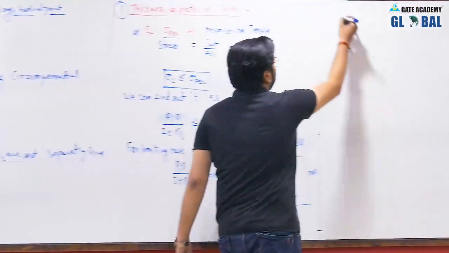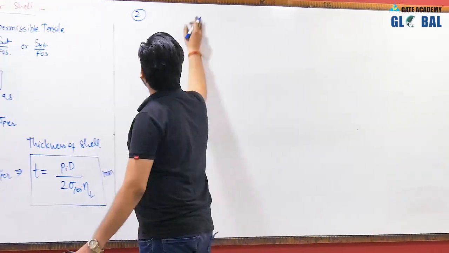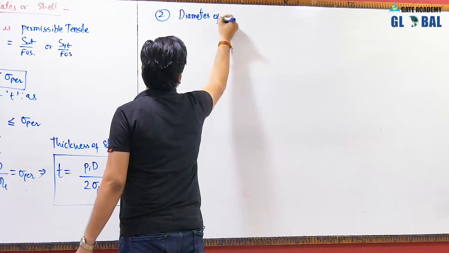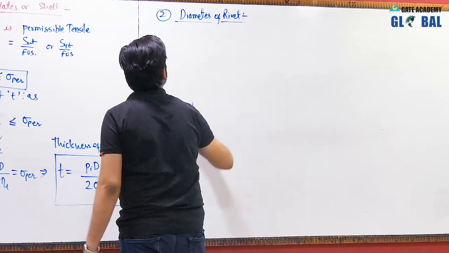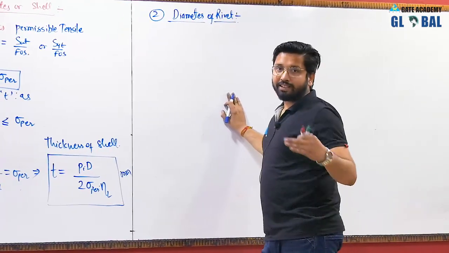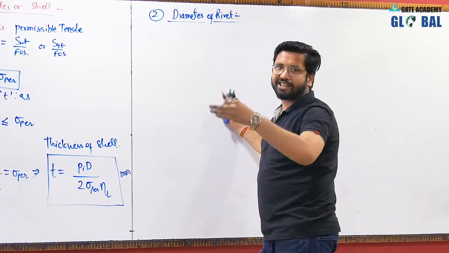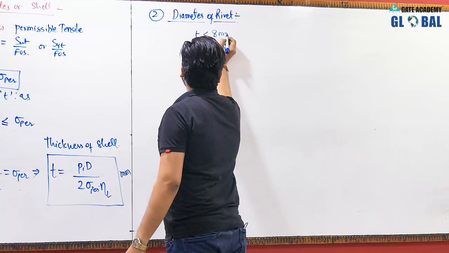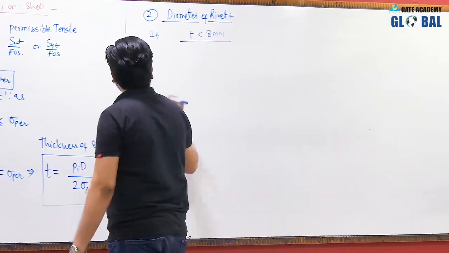Okay. Now, after calculating the thickness of the shell, we can calculate the diameter of the rivet. For the diameter of the rivet, we know that the rivet can carry only two stresses, that is crushing stress and shearing stress. So, if the thickness of plate is less than 8 mm, if the T is coming out to be less than 8 mm, then we will equate, okay.